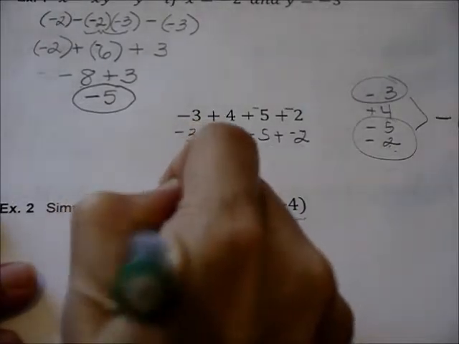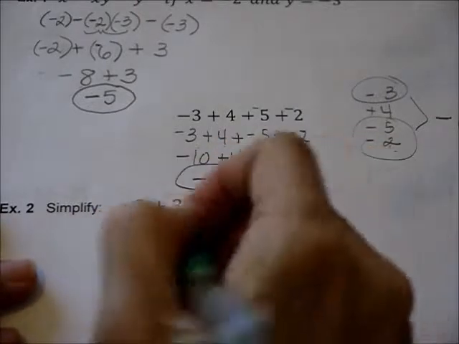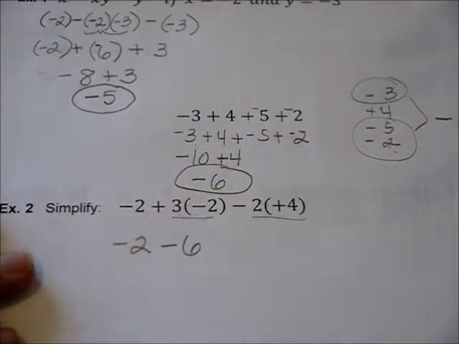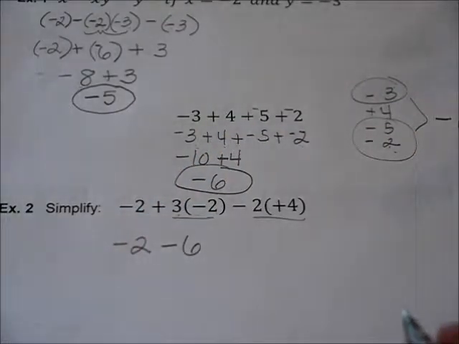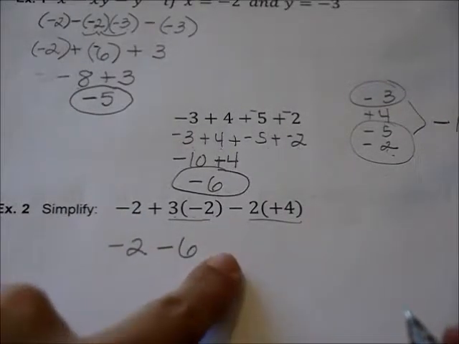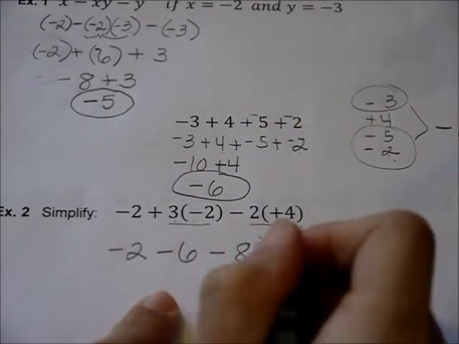I'm just going to go right, okay, negative 2, and then I've got a 3 times negative 2, which is, we could say plus negative 6, or just say minus 6. That's how I do it now, just minus 6. But you can write plus negative 6. And then negative 2 times positive 4 is negative 8. But you could say plus negative 8.